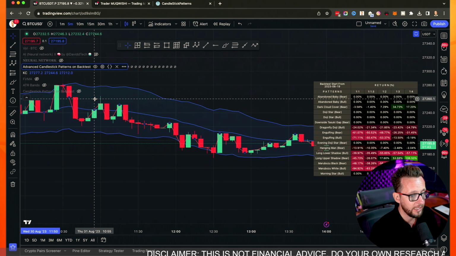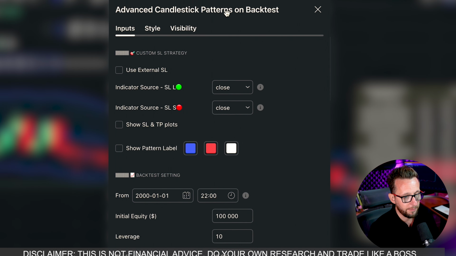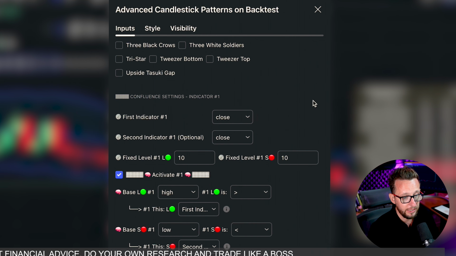Not currently, but it is one that I've used. So if I go back over to the advanced Candlestick Patterns backtester, and we scroll all the way down here, we can see that we can add our Confluence.